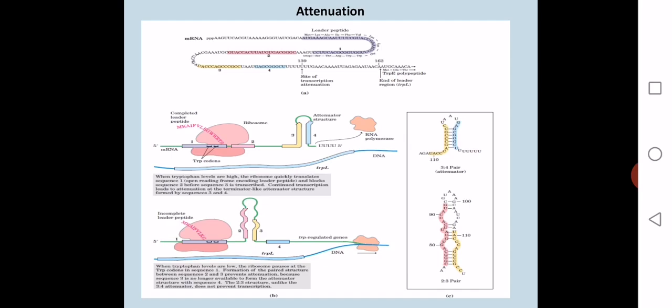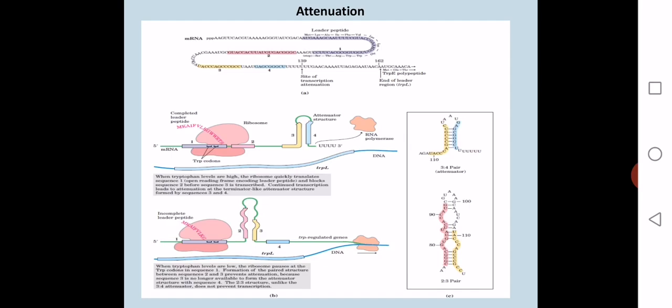For translation, we know the mechanism. The ribosome has to be supplied by the amino acid, and this is done by the tRNA molecule. And the synthesis will continue, and the ribosome will reach the trp codon. You have to remember the point: the trp codons are present in the sequence 1. There are 2 trp codons in the sequence 1.